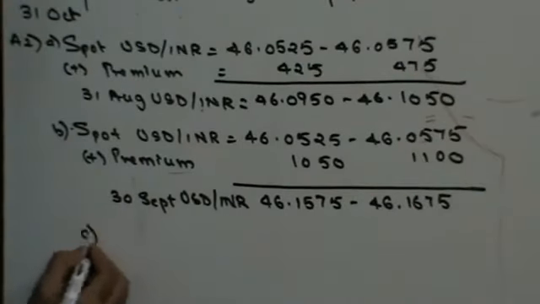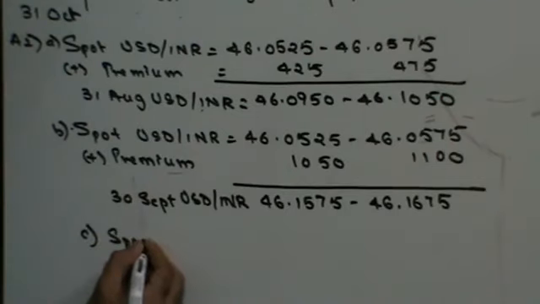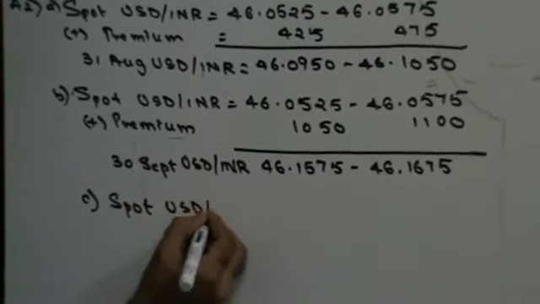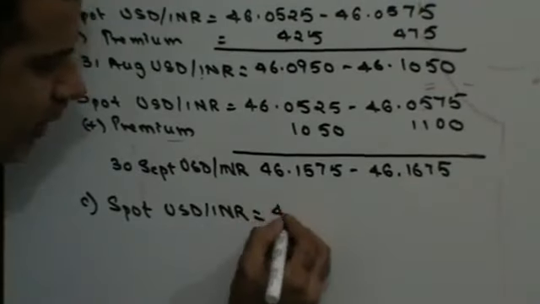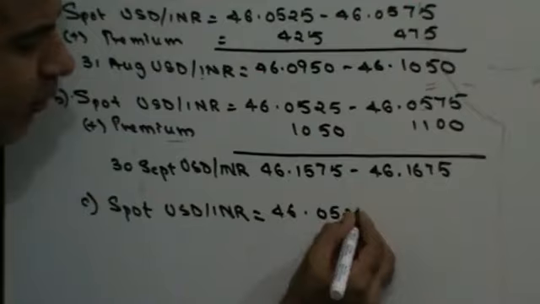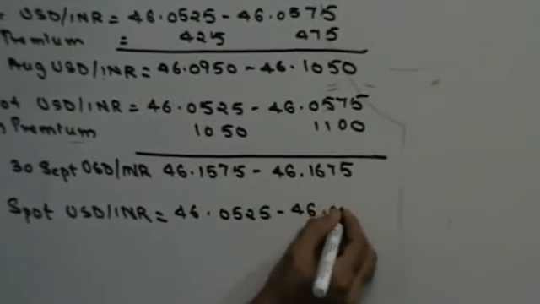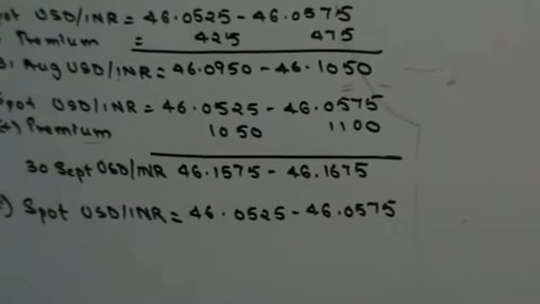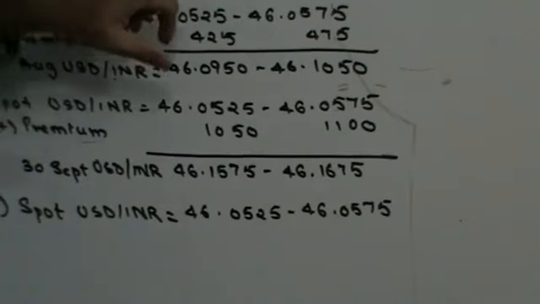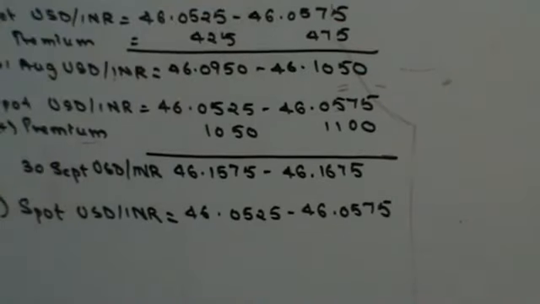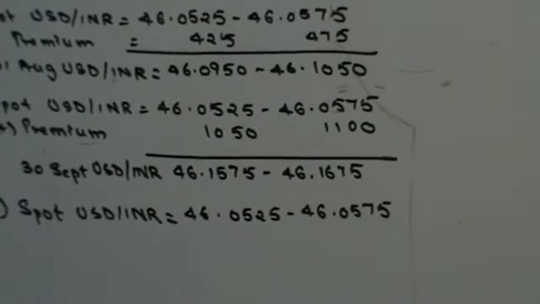Next, same way now. Again, you start with the same spot. Spot USD INR. We don't know what date this is. This is 46.0525, 46.0575. Fine, do we get this in here? Now, you want on 31st October. Let's look at the swap points of October: 1850, 1900. It is in ascending order.